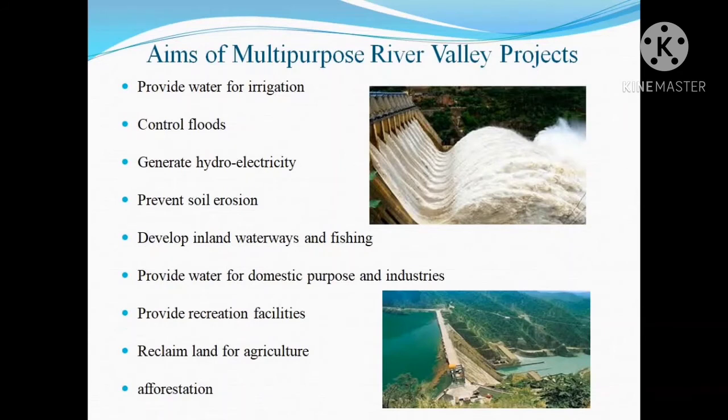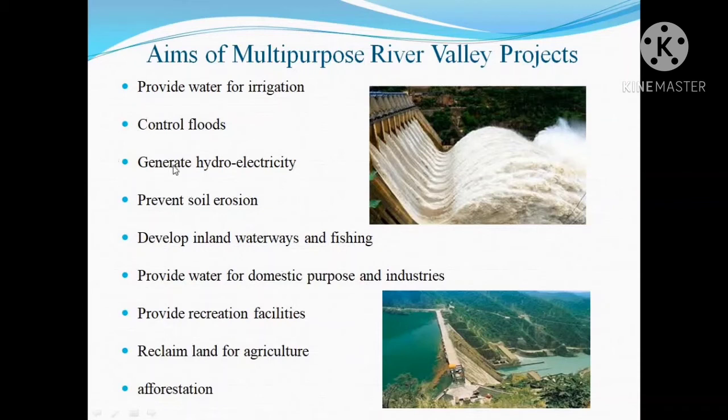Next we will discuss multi-purpose river valley projects. A river valley project from which we have more than one use is called a multi-purpose river valley project. What are the aims or importance of a multi-purpose river valley project? They provide water for irrigation. For irrigation we will get water. Control flood. For flood control itself they construct the dam.